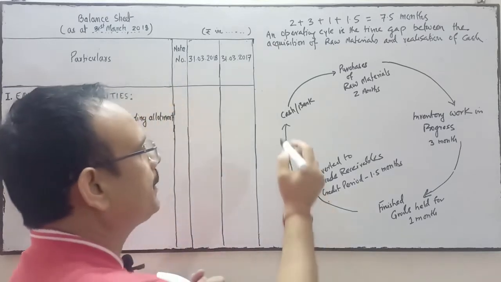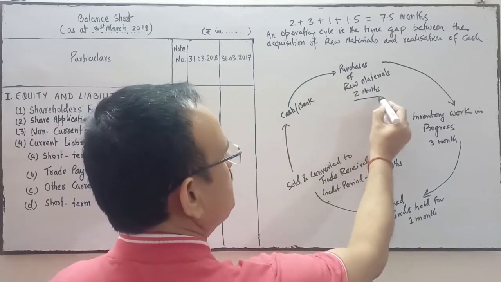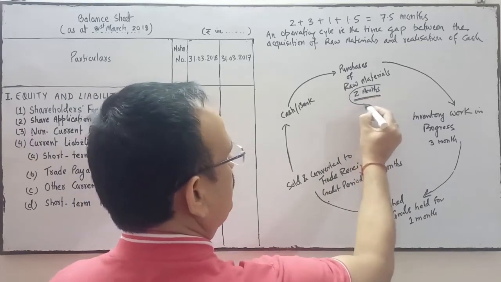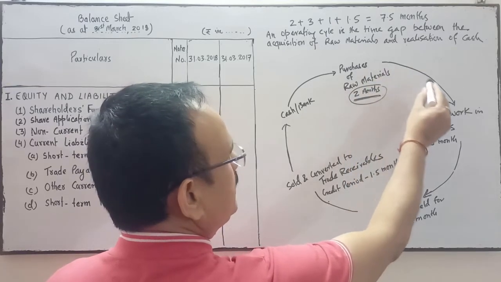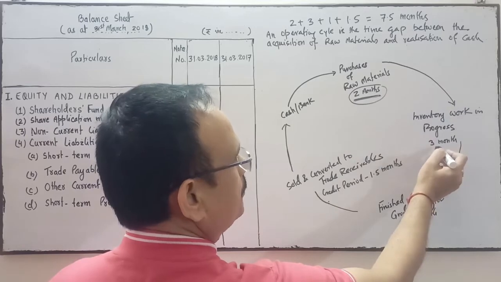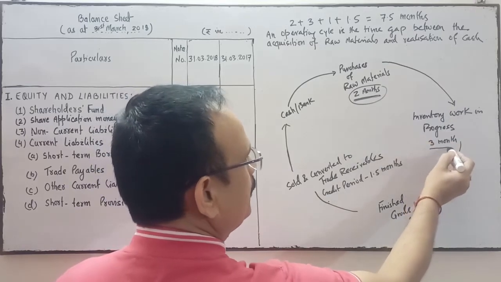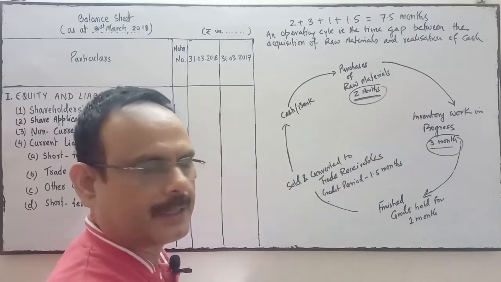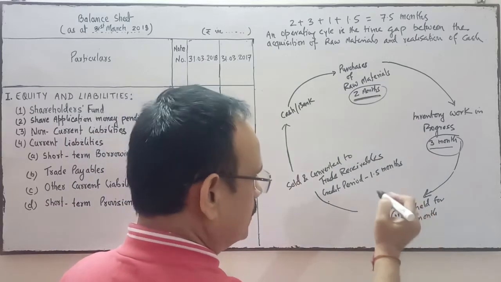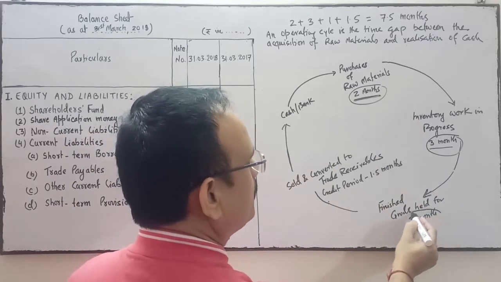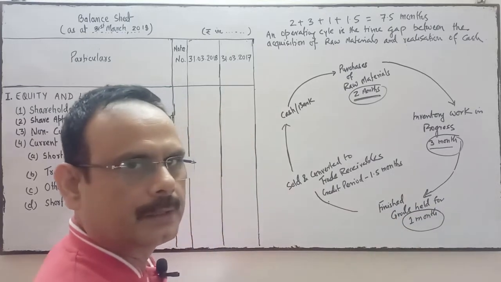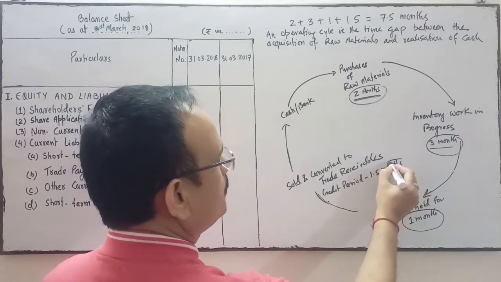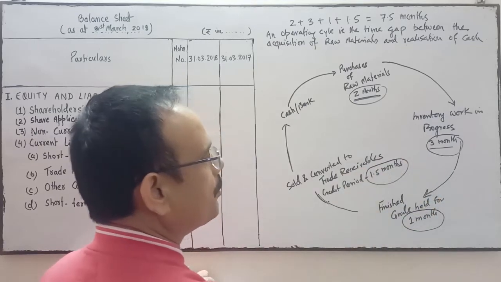For example, the company purchases raw material and it takes 2 months of credit. After the purchase of raw material, conversion of raw material into the finished product takes 3 months. When it is a finished product, the goods are held or stocked for 1 month. After 1 month, the goods are sold. When the goods are sold on credit, the credit period is 1.5 months.